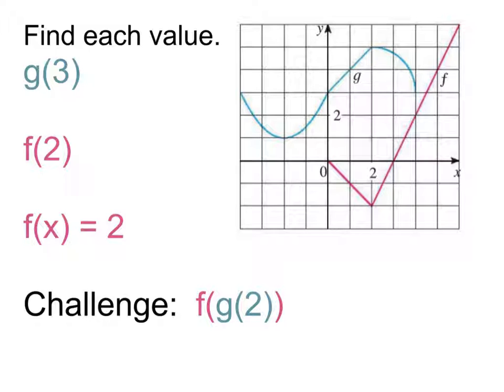So we called one of these graphs G. Notice that's this graph up here. And we called the other graph F. Notice that's this one over here. And so knowing that, take a moment, see if you can find each of those three values, and heck, if you're finding this really easy, see if you can do that challenge problem.